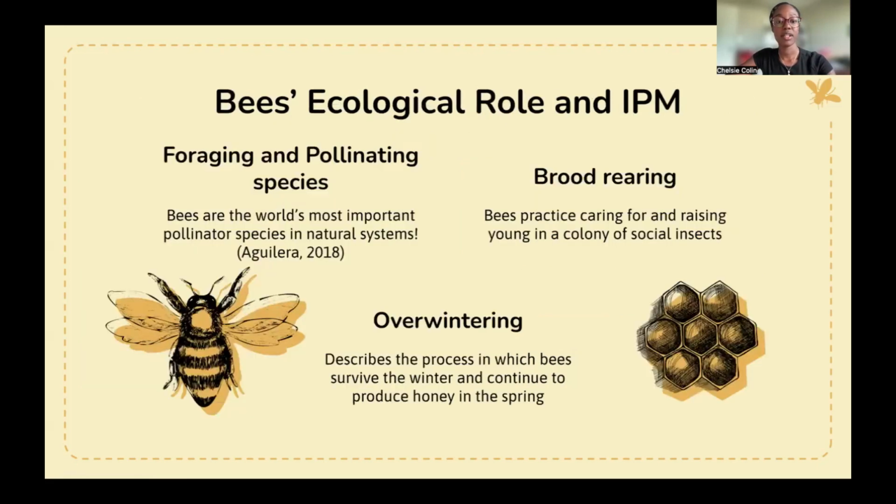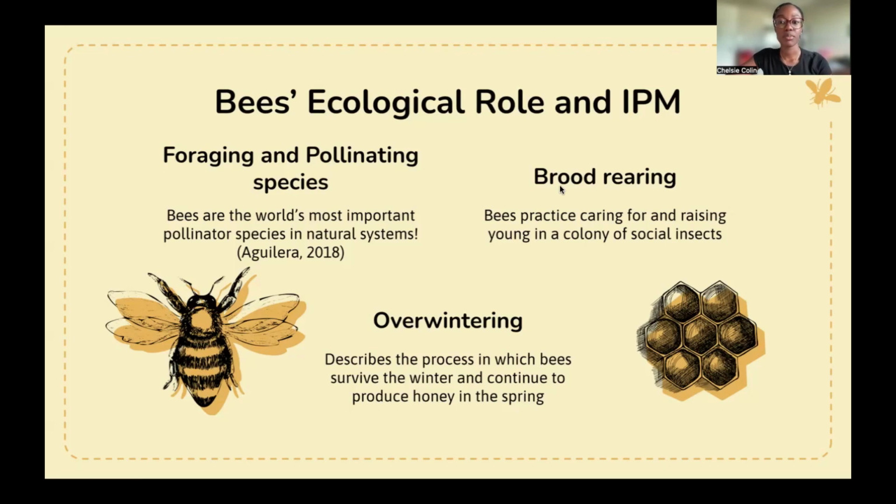So, bees play a very important ecological role as bees are the world's most important pollinator species in natural systems. Bees' food supplies consist of nectar and pollen from blooming plants, and they bring this food back to their colonies. IPM strategies take this into account by timing pesticide applications in agricultural areas to avoid peak foraging periods, minimizing bee exposure to harmful chemicals.